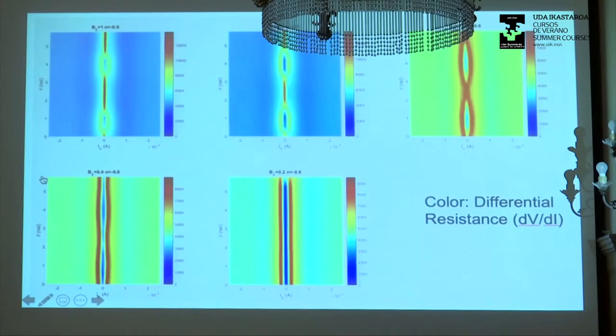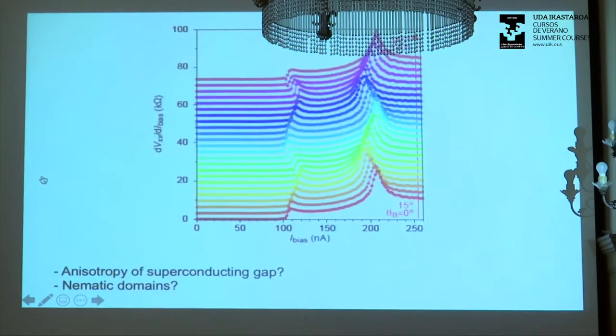So another way of looking at this is these waterfall plots. This is the differential resistance versus current bias, and the different lines correspond to different angles, okay? What you can see is that there's a switching current which oscillates with angle. It has two maxima, so again, it's an ellipse. So the system chooses a direction. Yeah, that's an indication of nematicity.